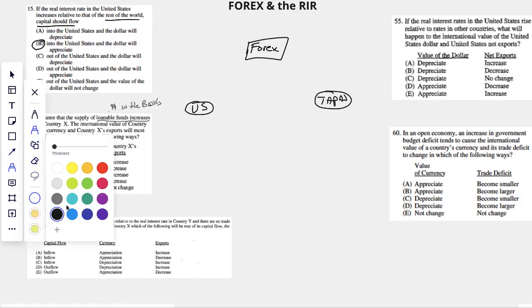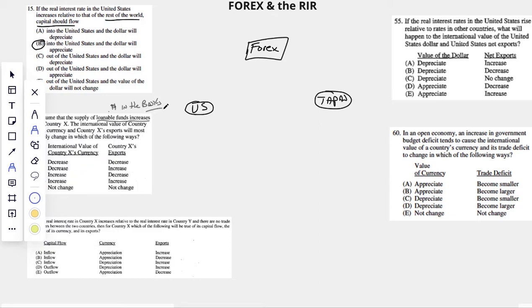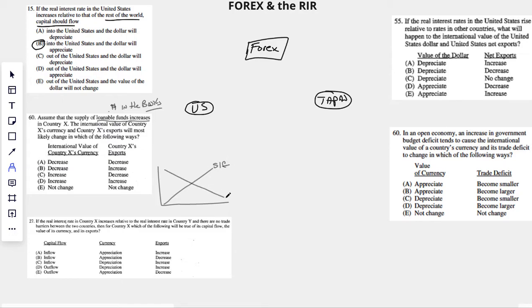I don't like this color. Give me a second. Oh, well. Assume that the supply of loanable funds increases in country X. What's going to happen to the international value of X's currency, exports, and so on? So this is sort of limited here. Let's just draw a quick loanable funds graph just so we know what they look like. Supply of loanable funds, demand for loanable funds, real interest rate on the vertical.